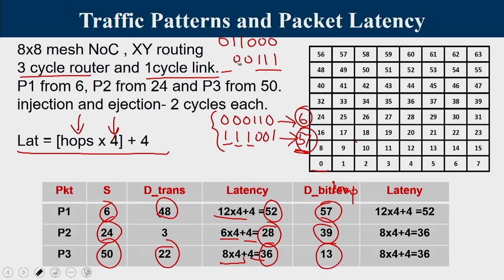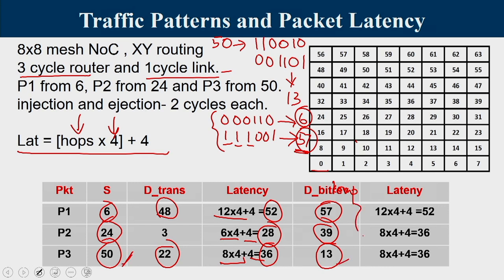So how are you going to assess it? For the case of packet P3, the source is given as 50. Now source 50 means 50 is defined as 32 plus 16, that is 48, plus 2. This is 50. So if you complement, this indicates 13. So a packet that is starting from 50, its destination is 13.